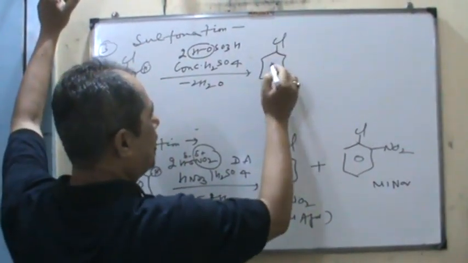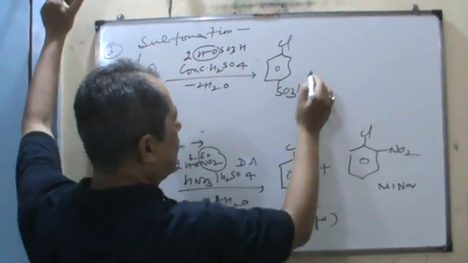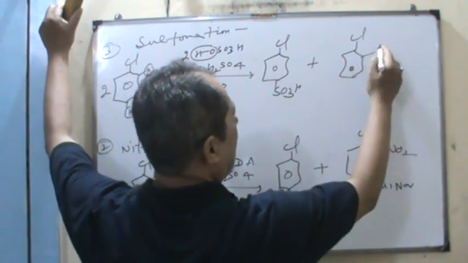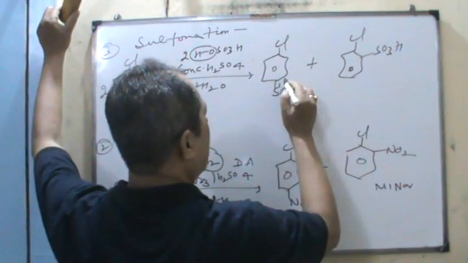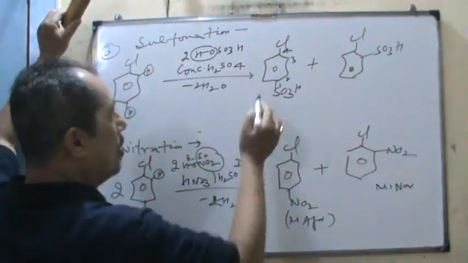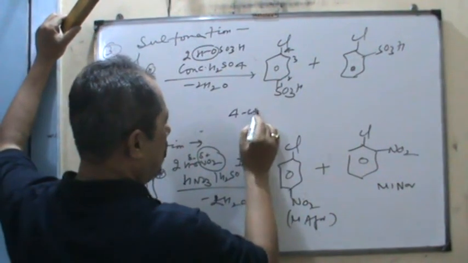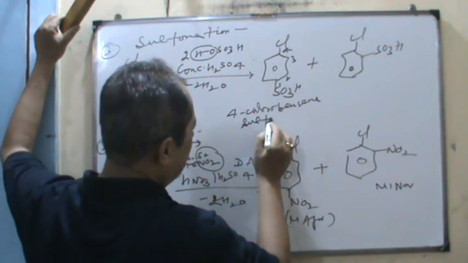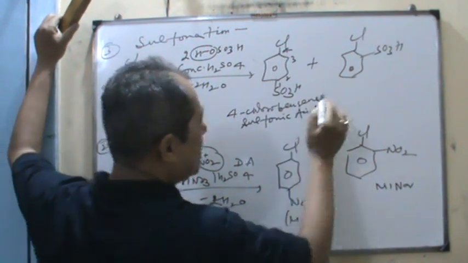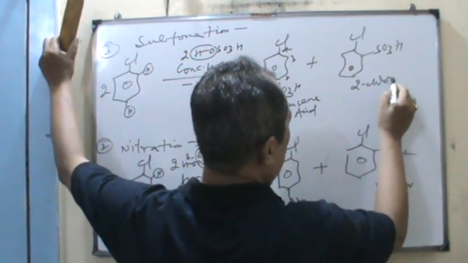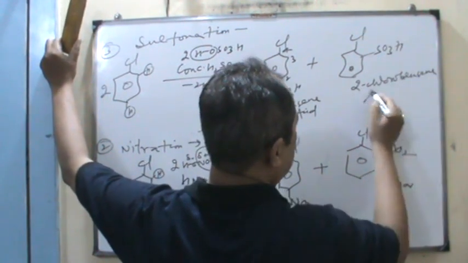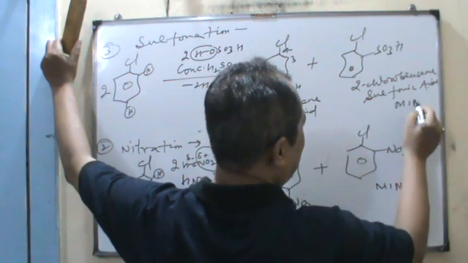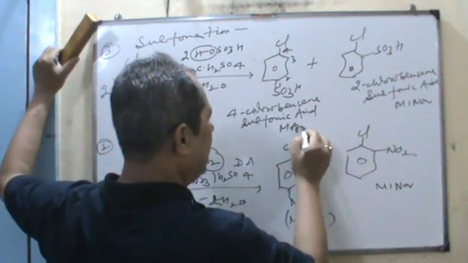Anyone can tell me the IUPAC nomenclature of this? Para sulfonic acid and here ortho sulfonic acid. SO3H, which is the 1, 2, 3 and 4. 4-chlorobenzene, what acid? Sulfonic acid, and it is the 2-chlorobenzene, what acid? Sulfonic acid. It is the minor and this one is obviously the major.